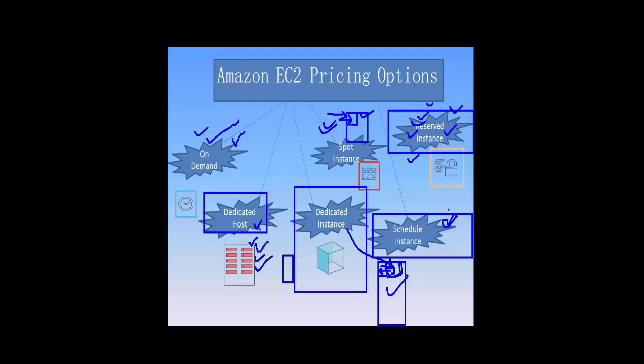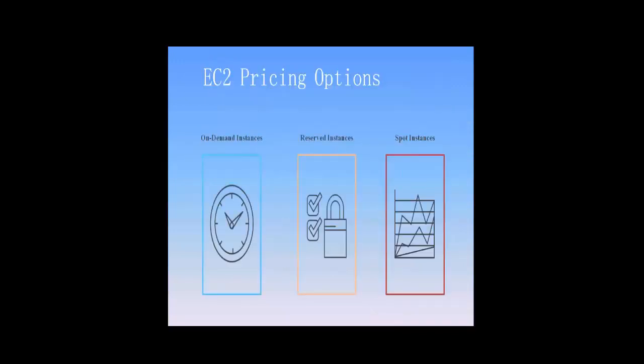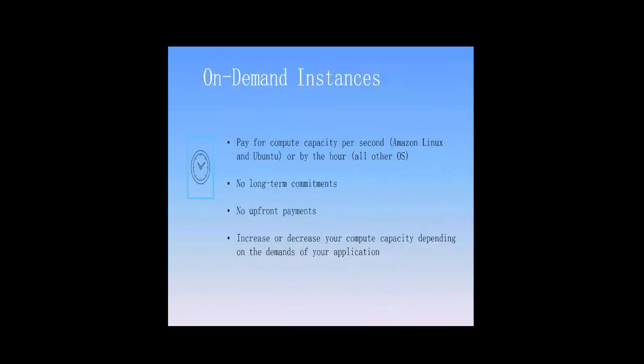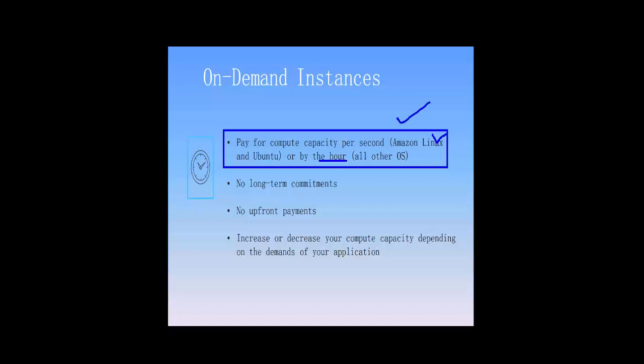Okay, so all is discussed. Let's come one by one to revise all these things. On-demand instance: pay for compute capacity used per second for Linux, as I told you, but for all other operating systems like Windows and R, you have to pay on an hourly basis. Suppose you use 4 hours 10 minutes, then you have to pay for 5 hours. There is no minute option for Windows. For Linux it is only per second.